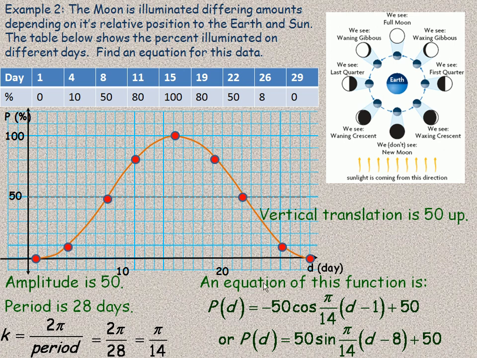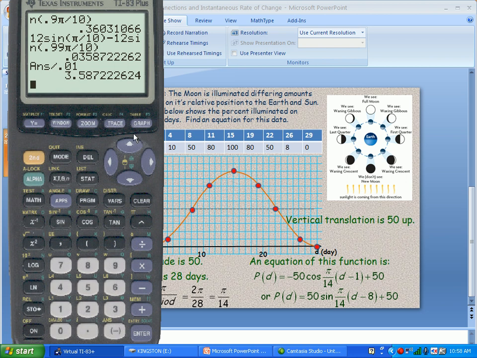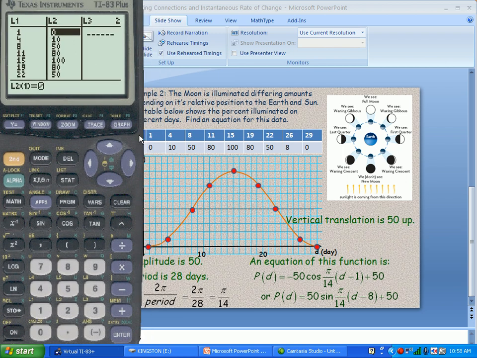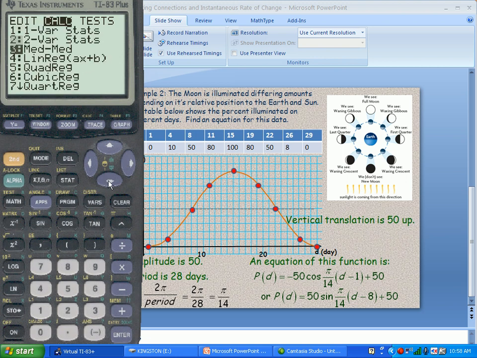Now just to show you that that's a pretty good approximation, I'm going to go back to my graphing calculator here. And if I go into the stat function and edit, I have typed in this data, the 1, 4, 8, 11, etc., and all my percentages here. And if I go back to the stat function, there's a whole bunch of regression equations in here. And the one I'm going to use is the sine. So this should give me, and I can tell it that the information's in list 1 and list 2. And it should give me this equation right here.